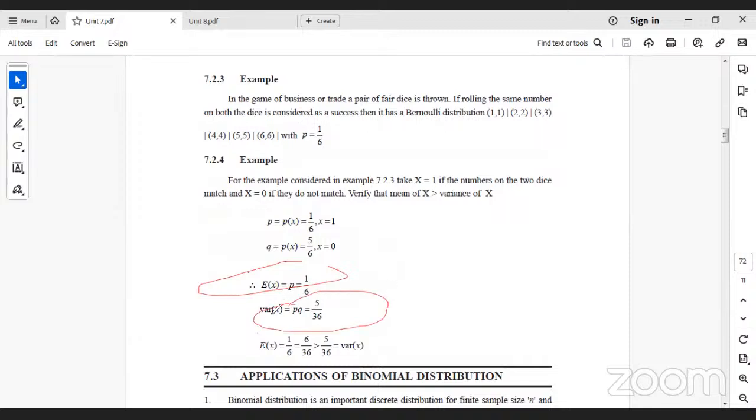So we multiply here. E of X is equal to 1 by 6. One by 6 means 6 by 36, since there are 6 faces on the die: 1, 2, 3, 4, 5, 6. So E of X is equal to 6 by 36, and the variance of X is equal to 5 by 36, as written here.